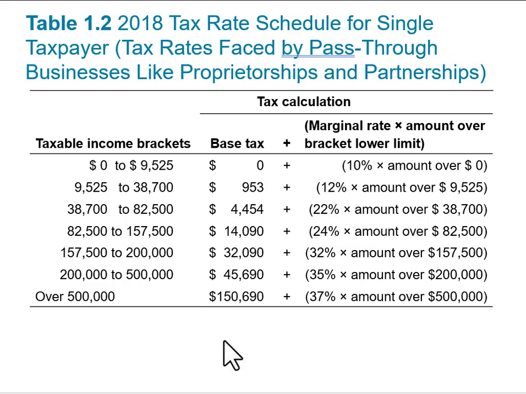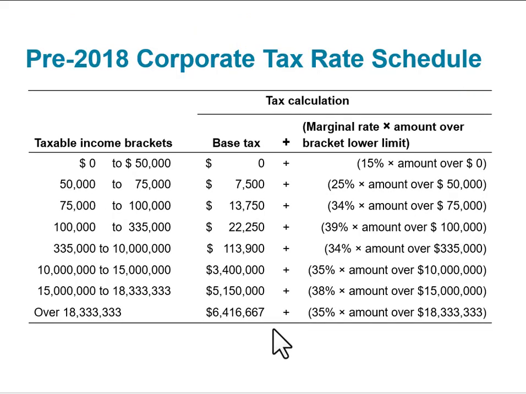What if you made $300,000? $45,690 plus, again, 300 minus 200, that's 100,000 times 35%. That's another $35,000. When you add that to this, you end up with $80,690. And you do the same thing. This is, again, pre-corporate tax rate, but that's how you calculate tax here, right?